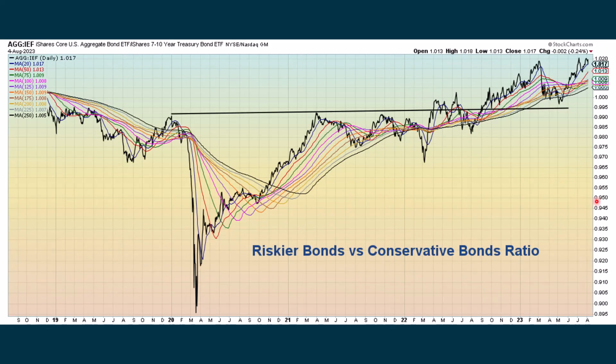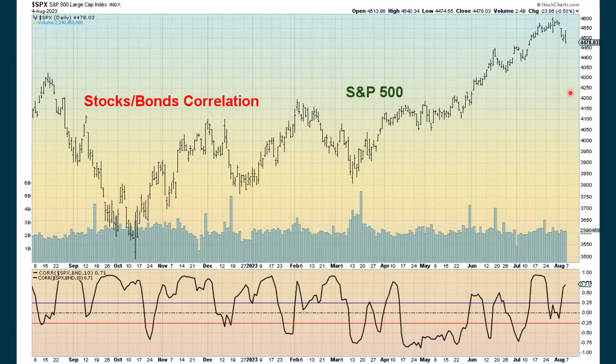We look at riskier bonds like junk bonds and compare them with more conservative bonds like government bonds. And what's the ratio between the two? This has been going up, meaning folks are favoring riskier bonds over more conservative bonds. In a more positive environment, people are willing to assume more risk. Then we have a correlation between stocks and bonds, and they're having a fairly strong tendency to go in the same overall direction. When this is going up, that means they're in the same direction. When this is going down, that means they're going in opposite directions.